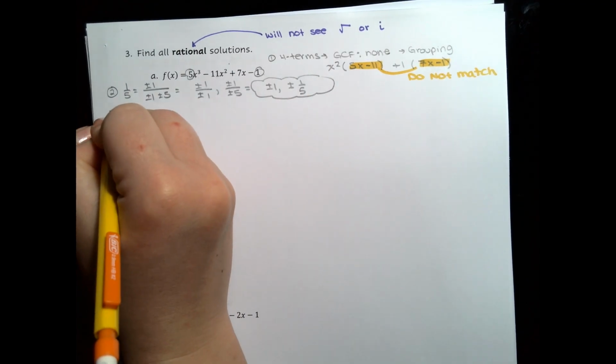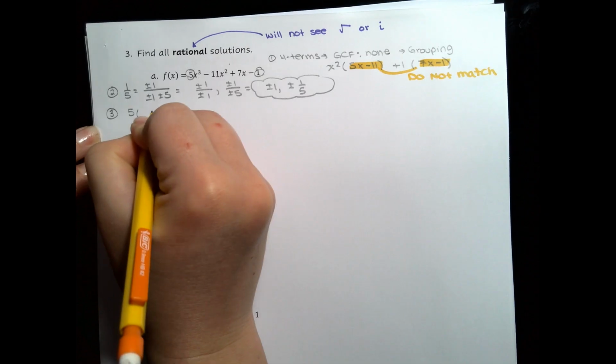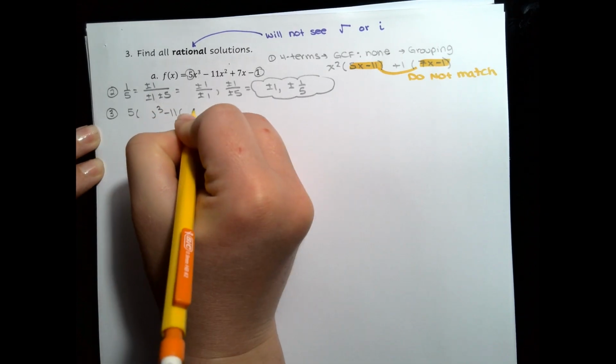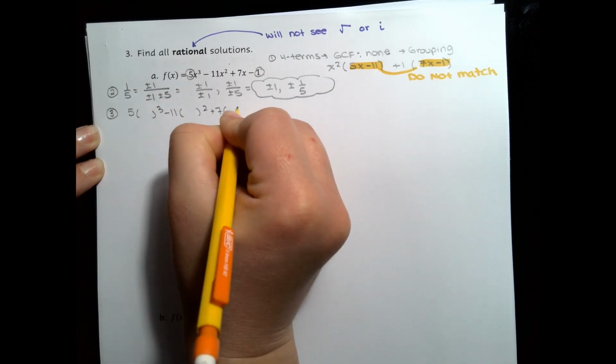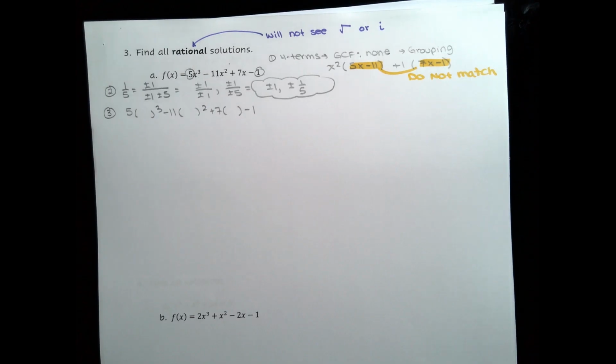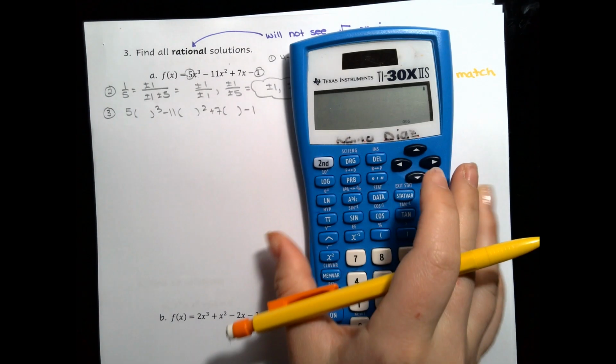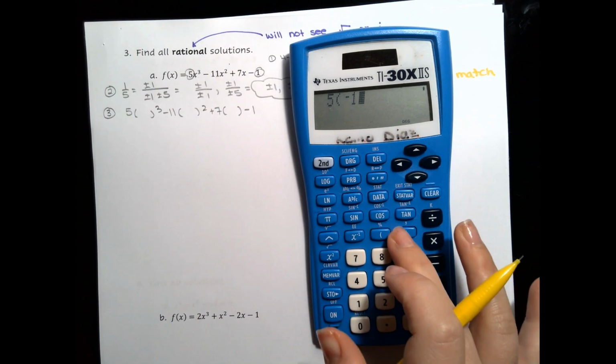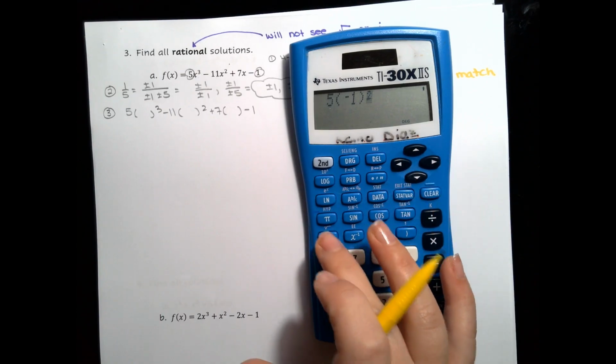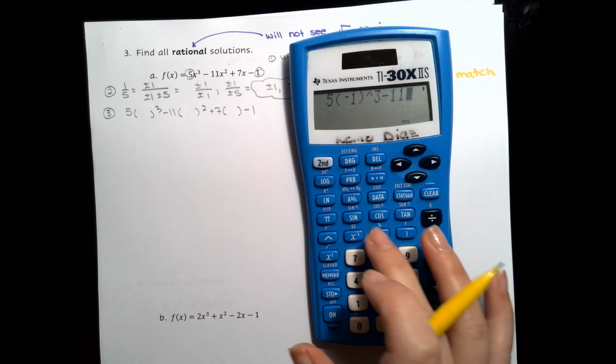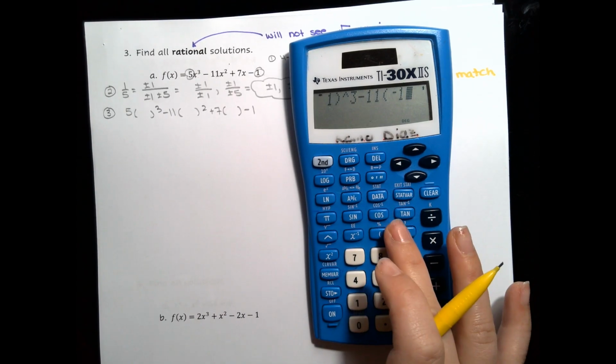Step number 3, I'm going to open up my x value. I'm going to pick up my calculator and I'm going to check which one gives me a 0. Again, I like to start with -1 is what I like to start with.